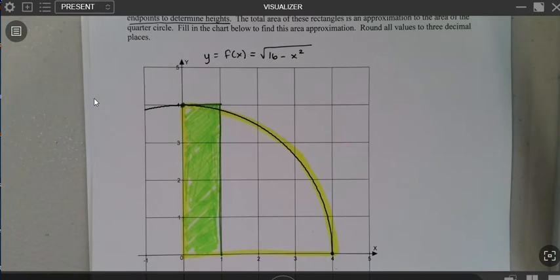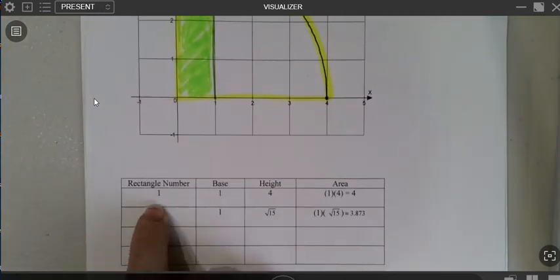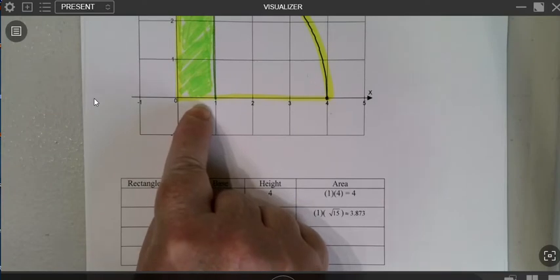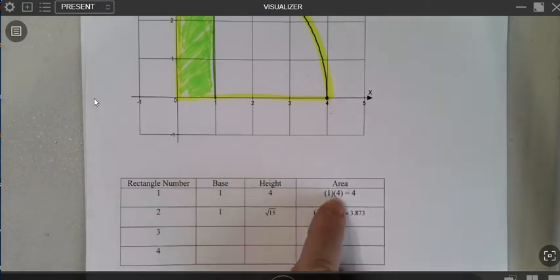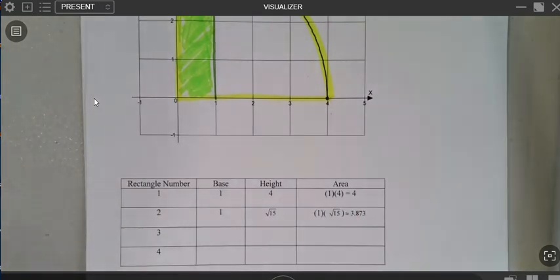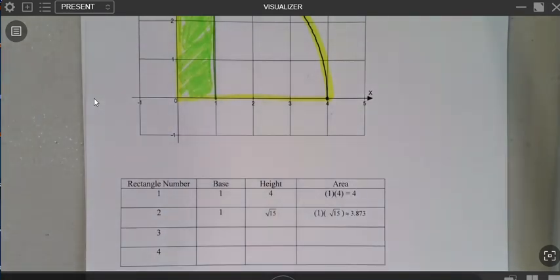So you'll see down at the bottom of the page in my little chart, my first rectangle has a base of 1, and the height we saw was 4. So the area of that rectangle, length times width, is just 4. I'm going to do that 3 more times, once in each of those intervals, and get 3 more rectangles.